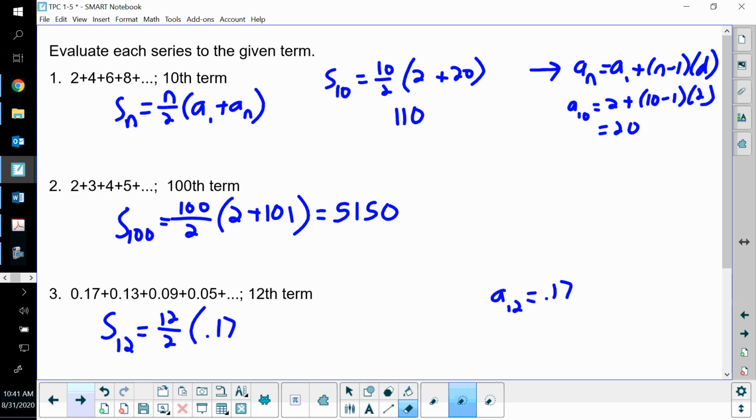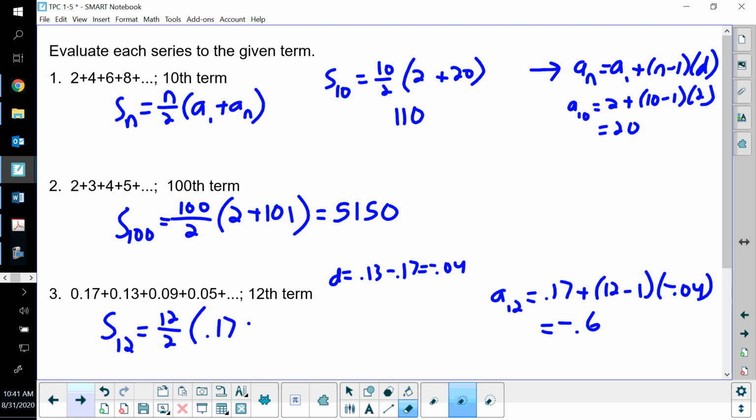First term is 0.17 plus 12 minus 1 times a negative 0.04. Remember, if you weren't able to pick out that negative 0.04, d, you always do the second minus the first. So 0.13 minus 0.17 would give us the minus 0.04. This will tell us our 12th term is minus 0.6.